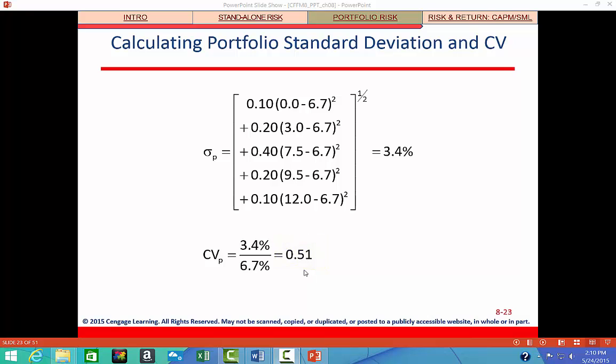So coefficient of variation is a relative measure. You have to have other choices available to look at to say, should I choose this one with 0.51 or this other one that may be 0.4? Whatever the lowest number is for coefficient of variation, that would be the best risk return trade-off. But we just have this one example and we got 0.51.